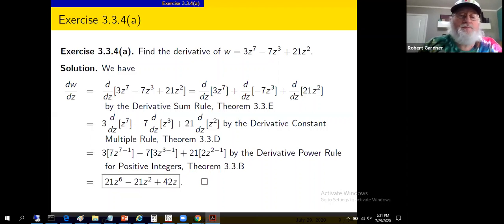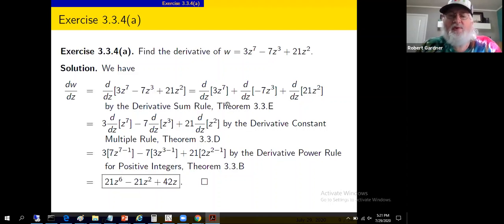We get the following. Derivative of the sum is the sum of the derivatives. Derivative sum rule. So we can take the derivative of the first, 3z to the 7th, plus the derivative of the second, negative 7z cubed, plus the derivative of the last, 21z squared. Oh yeah, we can bring constants out front as well. So we can bring the 3 out front. We can bring the negative 7 out front. We can bring the 21 out front. So let's do that. And then we're just left with powers of z. You can do that by the derivative constant multiple rule.